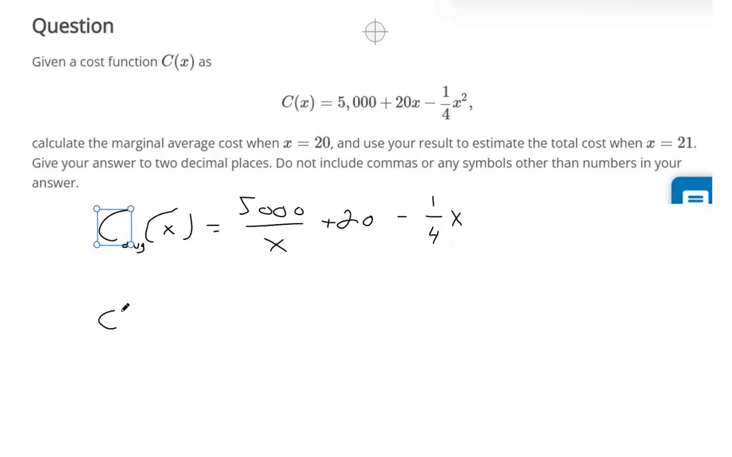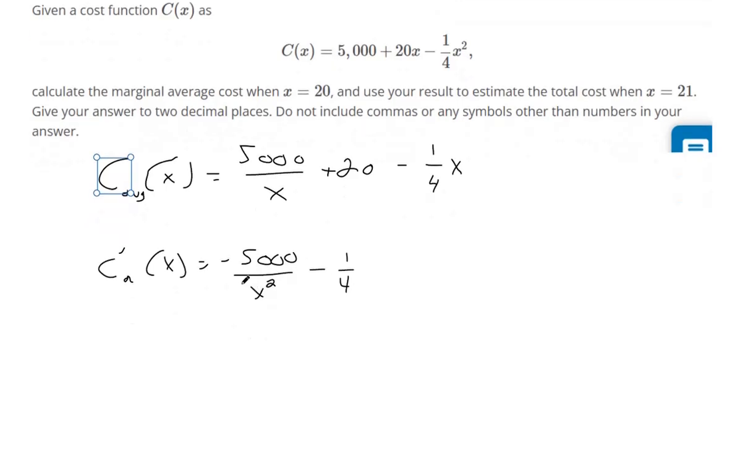And then we want to take a derivative of this. I'm just going to use a for average. So that's a 5,000 x to the negative first, like we just saw. So when you take a derivative and then rewrite it as a positive exponent, it should look like this. The derivative of 20 is nothing, and the derivative of 1/4 x is just 1/4. So there's our marginal cost for the average.